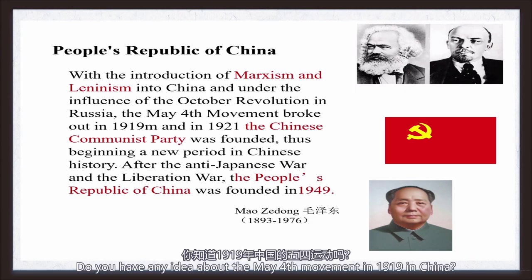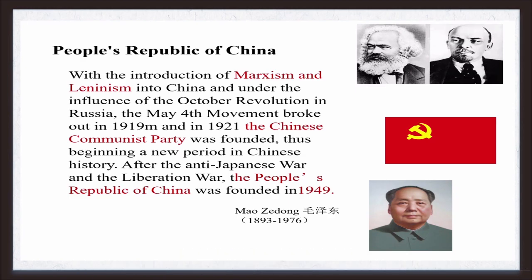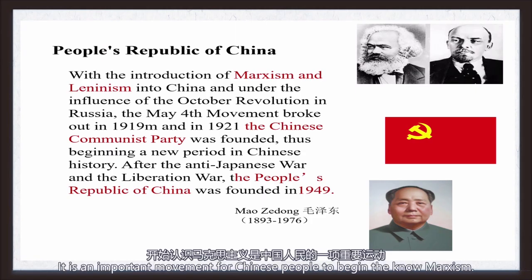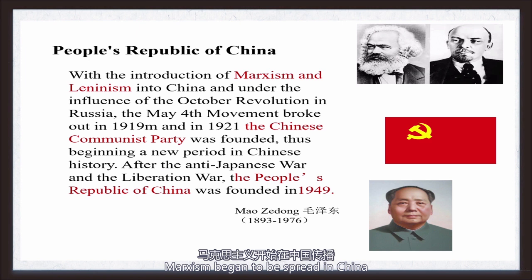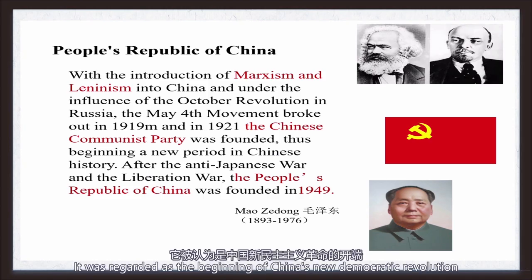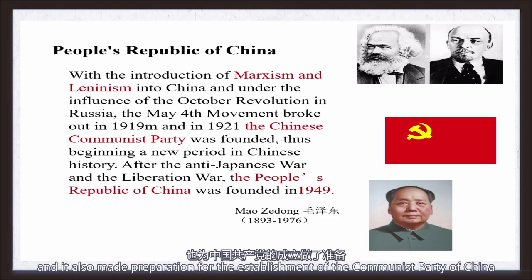Do you have any idea about the May 4th Movement in 1919 in China? What is its influence on Chinese people? It is an important movement for Chinese people to begin to know Marxism. Marxism began to be spread in China. It was regarded as the beginning of China's new democratic revolution, and it also made preparation for the establishment of the Communist Party in China.